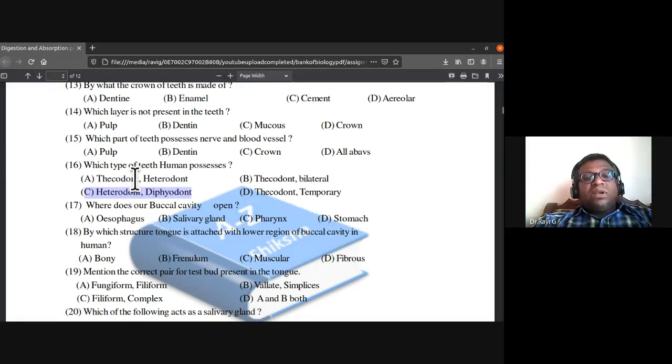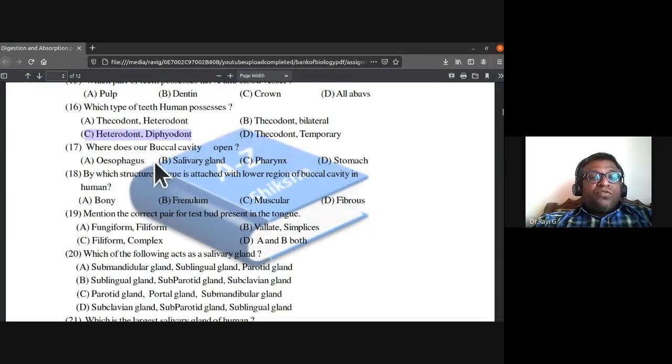Thecodont is about the cavity. So type of teeth they have asked. So heterodont and diphyodont. So where does our buccal cavity open? Esophagus, salivary gland, pharynx, stomach. So where does our buccal cavity open? So the 17th one, C is the answer, that is the pharynx where it opens up. Buccal cavity opens into the pharynx.